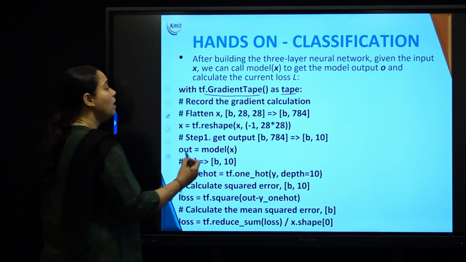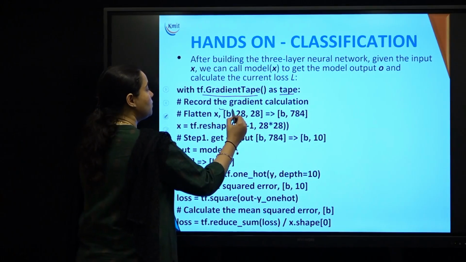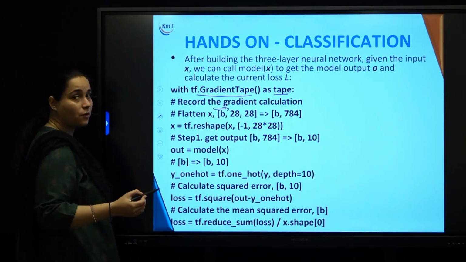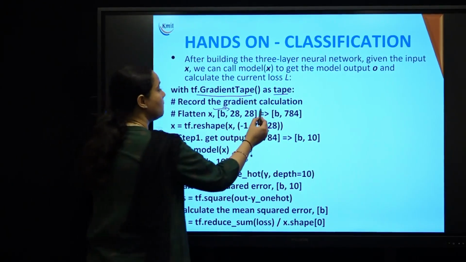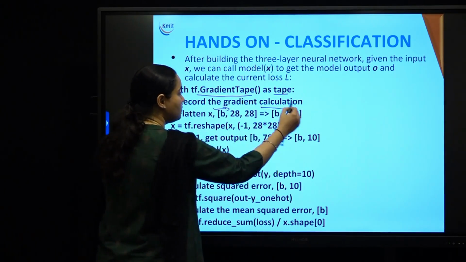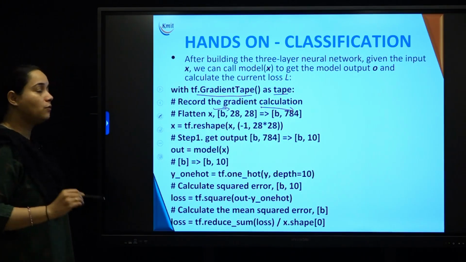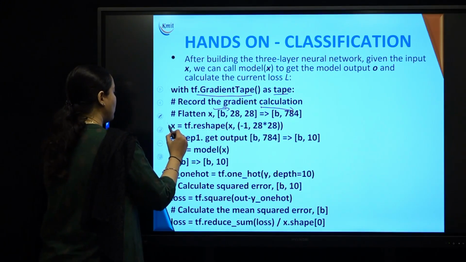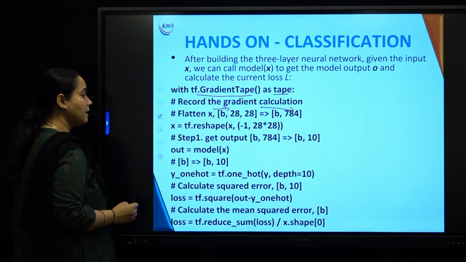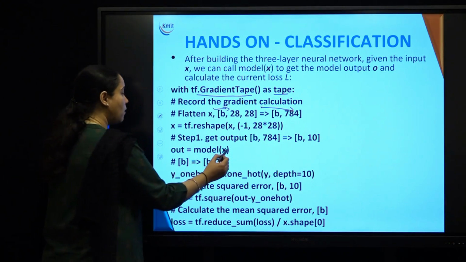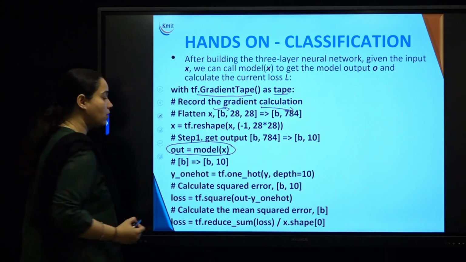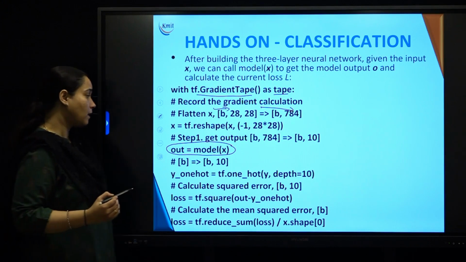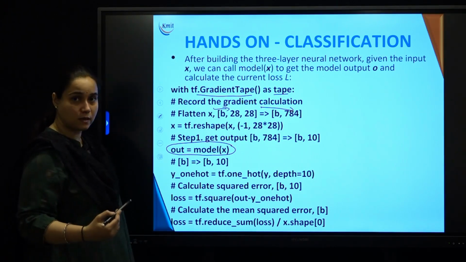So what I am doing now, I had my image, which is 28 by 28, which I already explained in my previous classes, which I am flattening now. I cannot use it as a matrix, I can use it as a flattened vector. So 28 by 28 becomes 784, and I first reshape my input, and then I get the output from my model by calling model of x, which I just discussed.